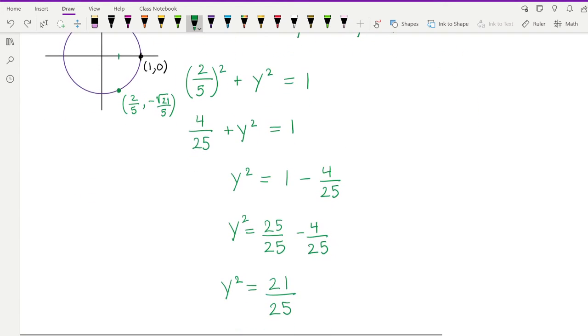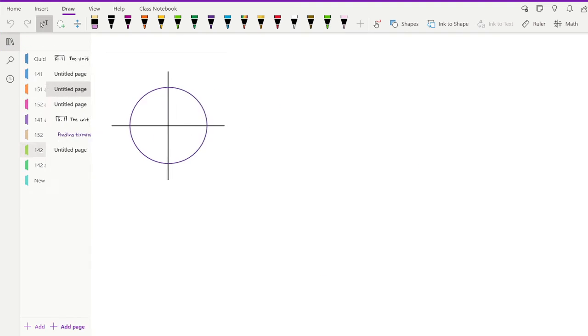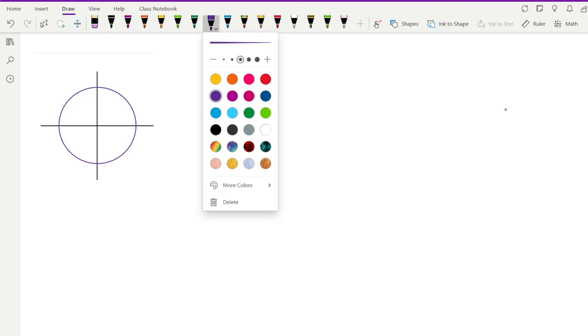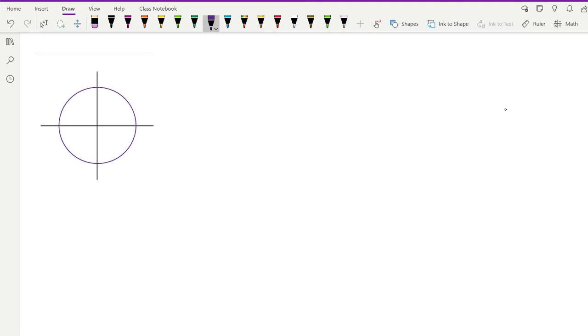Okay, so we're going to change gears a little bit for the remainder of this video, and we're going to talk about something that is called the terminal point of an angle. Let me write that on the top here. So the terminal point of an angle.